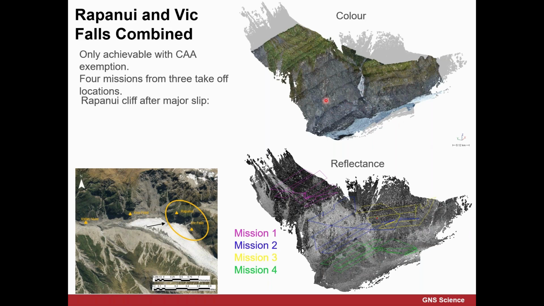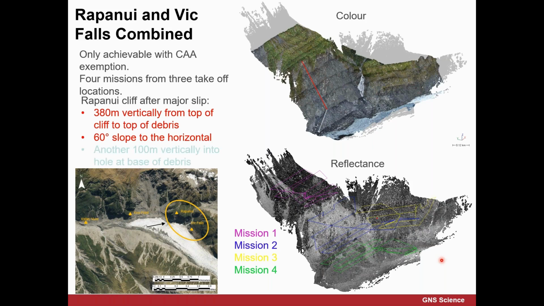And this striping effect is just artifacts in the color. It's not artifacts in the actual data. And then we still had a bit of a data gap in the base of the debris because there's a big hole down there. So the next day we were able to fly onto the ice with the glacier guides and collect mission 4. So now we've got a complete data set and we're pretty happy with that. The cliff slope is around 380 meters to the top of the debris, and then another 100 meters to the hole in the base of the debris. So it's a pretty big slope.